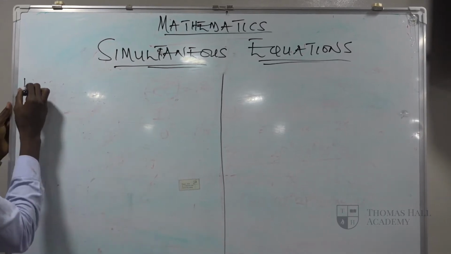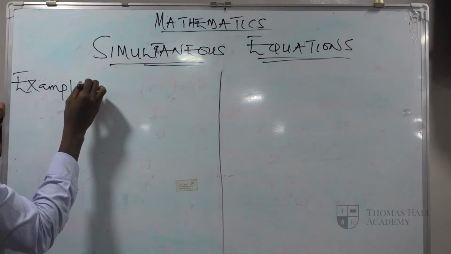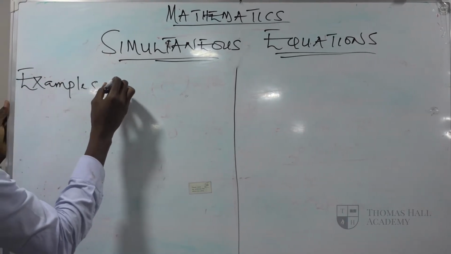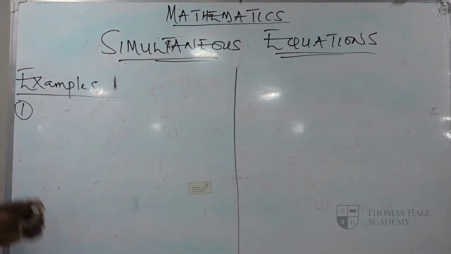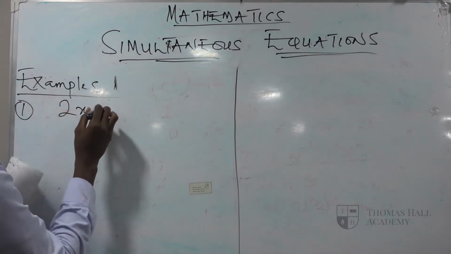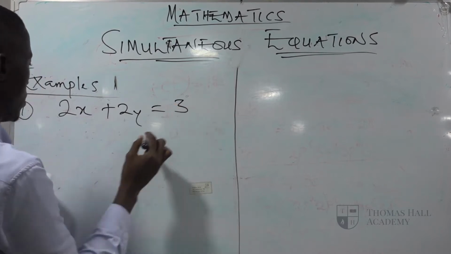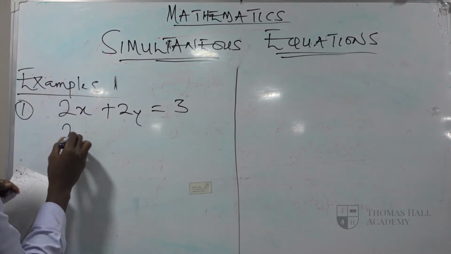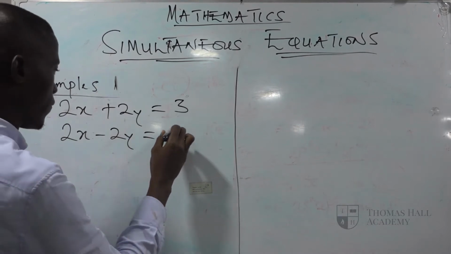Let's have this as examples. Example number one. Question: 2x plus 2y equals 3. Then we have another one: 2x minus 2y equals 5.